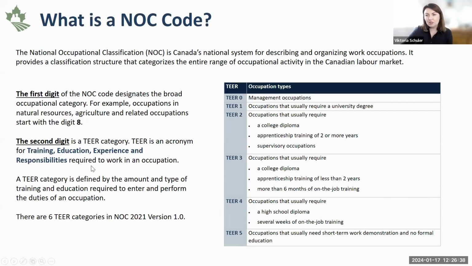The second digit is the so-called TEER category, and TEER is, I would say, roughly skilled or not skilled. TEER is an acronym for training, education, experience, and responsibilities required to do the work. So low skilled would be TEER 5, and higher skilled would be TEER 0, 1, 2, 3. There are 6 categories, 0 to 5.